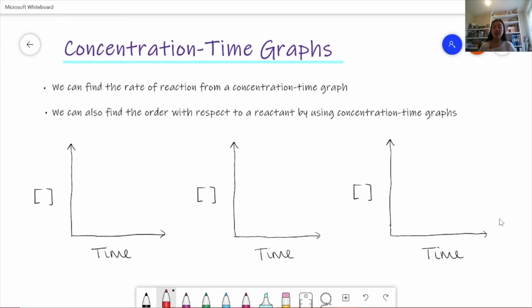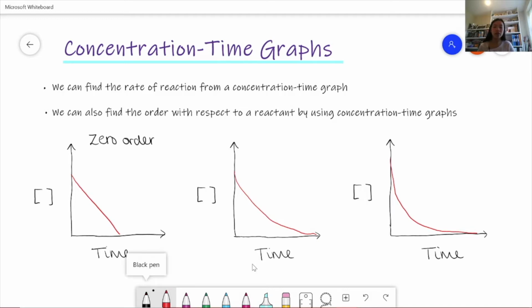So the first one we're going to look at is if your graph goes straight down as a straight line like this. This indicates that it's a zero order with respect to that reactant. And then if we have a curve, then that indicates either a first order or a second order. And a first order would be a bit more smooth, whereas a second order would be a bit more steep.